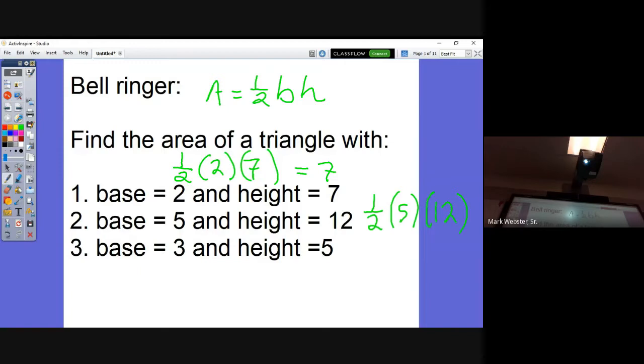All right, last one. The base is 3, the height is 5. Well, again, this is one of those situations where maybe you want to do it the easy way. 3 times 5 is 15, and then 1/2 of that is 7.5, right?